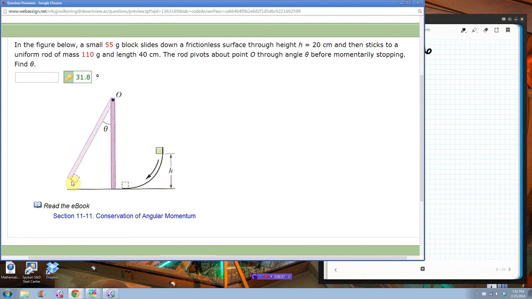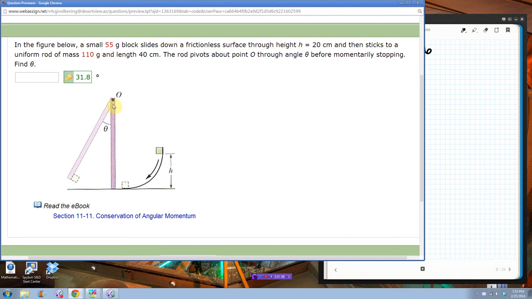So this might look familiar. It is similar to that problem we did where you had a bullet hitting a block on the end of a string, and then you had to find how high it went. That would work, except that in those problems, it was always some massless rod that the block was on. This is not massless. It has mass, 55 kilograms worth. Oh, I'm sorry, that's the block. It's 110 grams. That's a fair amount. That's not massless. So instead, we have to deal with angular momentum.